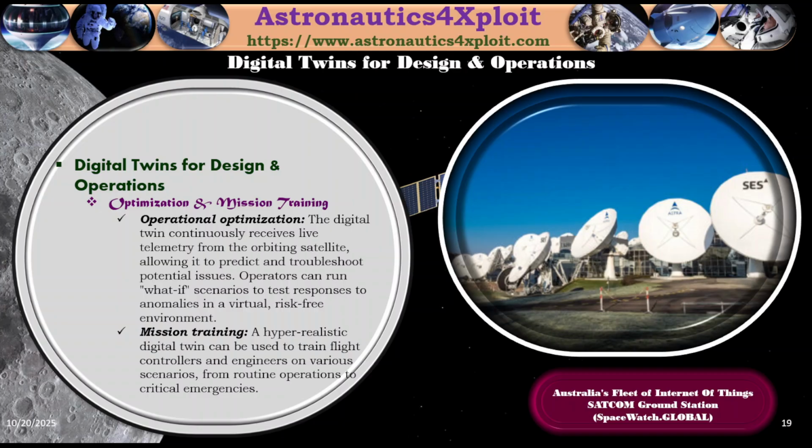The digital twin continuously receives live telemetry from the orbiting satellite, allowing it to predict and troubleshoot potential issues. Operators can run what-if scenarios to test responses to anomalies in a virtual, risk-free environment. A hyper-realistic digital twin can be used in order to train flight controllers and engineers on various scenarios. Australia's fleet of Internet of Things ground stations is illustrated in this picture.